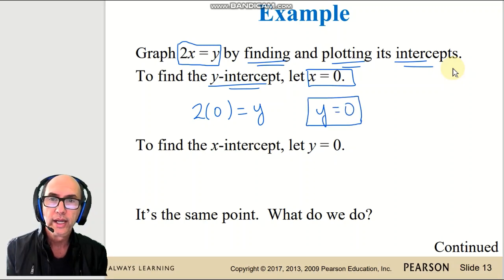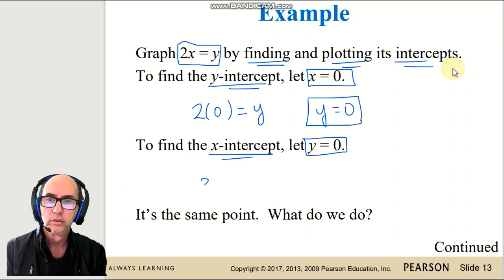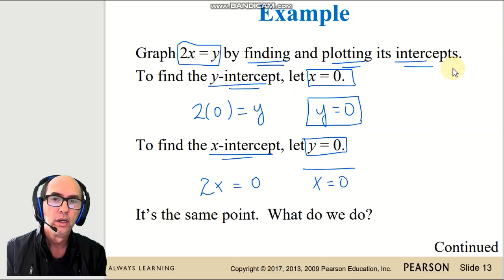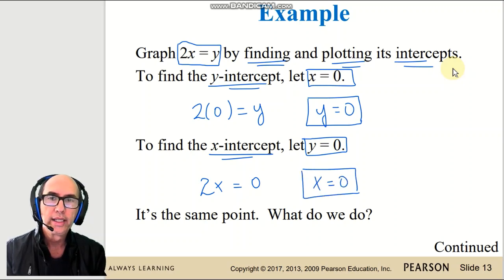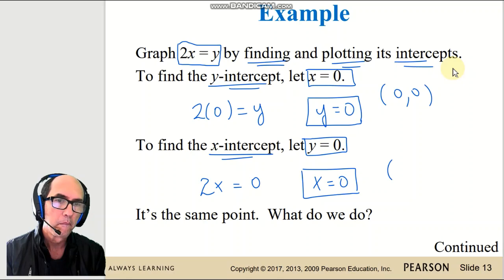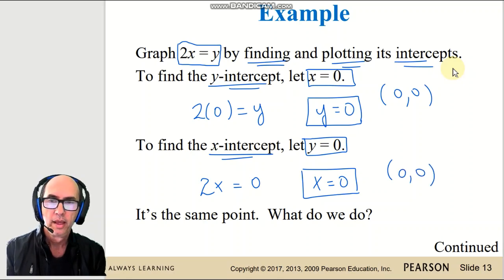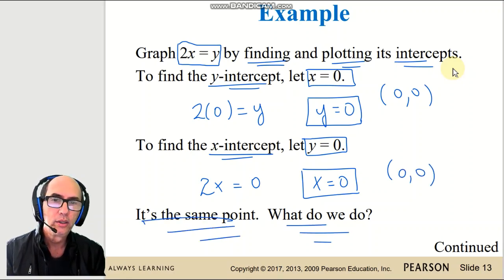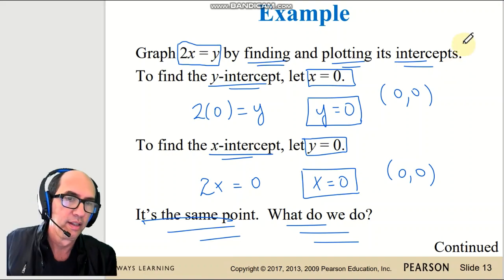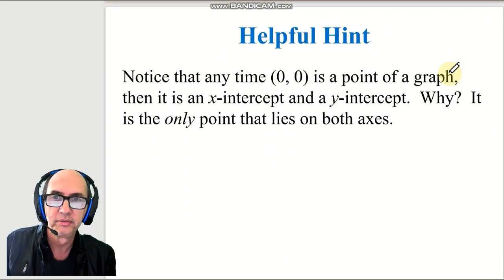But then, to find the x-intercept, we will make y equals 0. 2 times x equals 0. Divide both sides by 2. X equals 0. Both the x-intercept and y-intercept are the same point, 0, 0. It's the same point. What do we do? Maybe we have an answer.